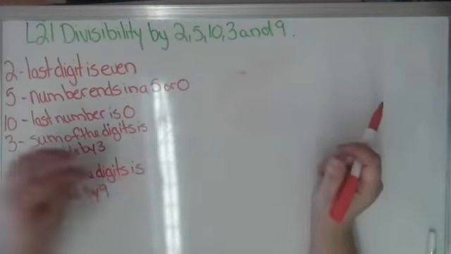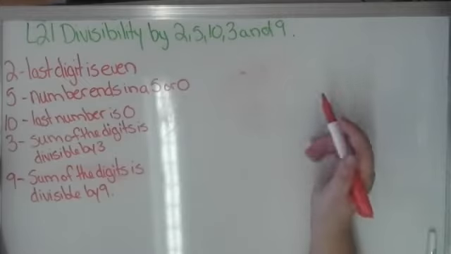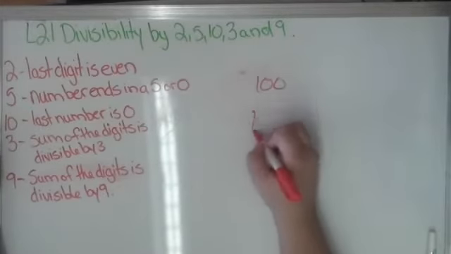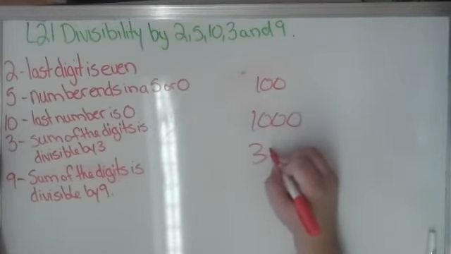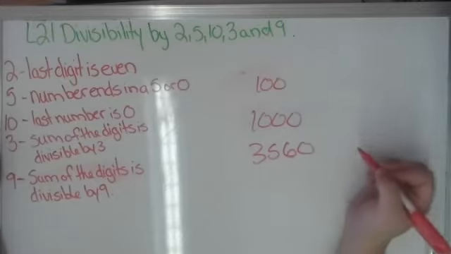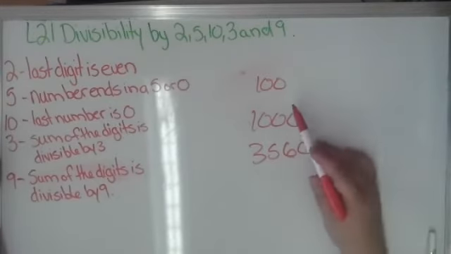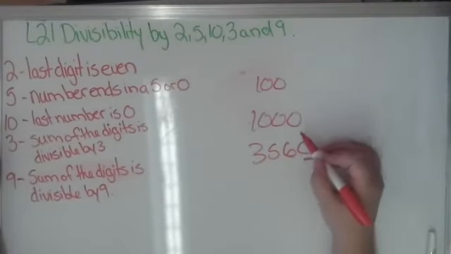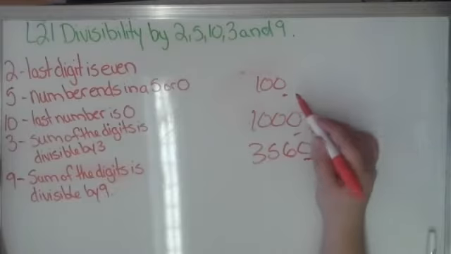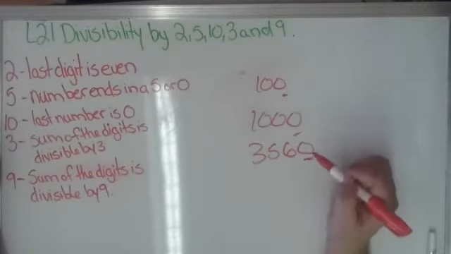For tens, the last number is a 0. So 100, 1,000, 3,560. All of these are divisible by 10 because they end in a 0. As soon as that last number is not a 0, it is no longer divisible by 10.